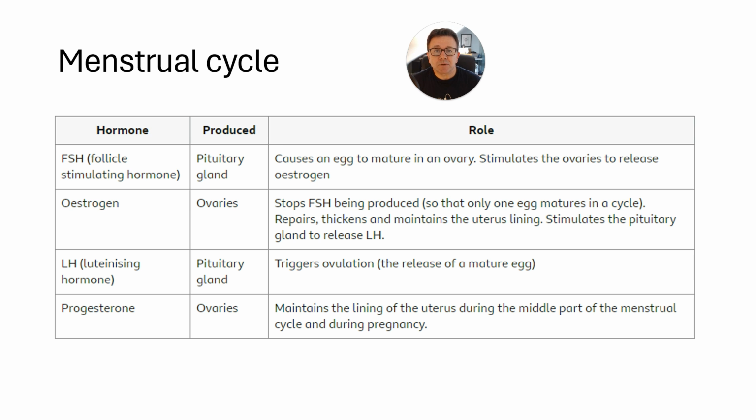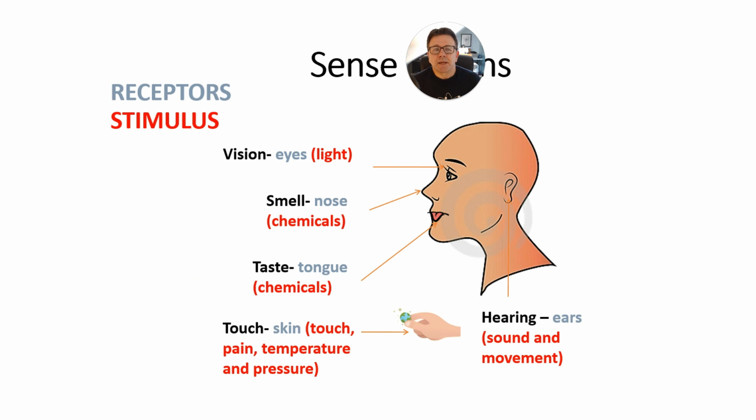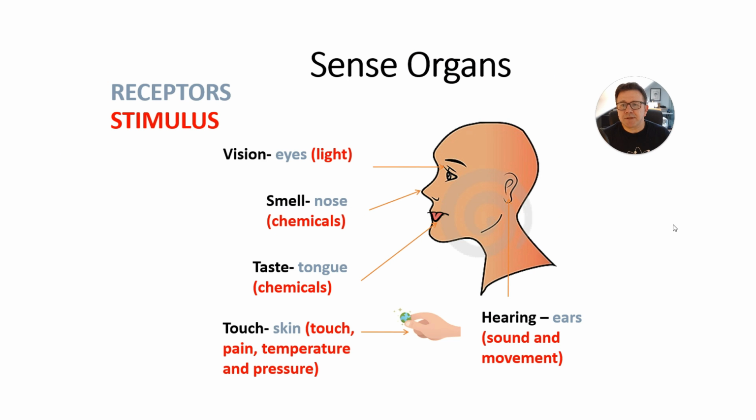Now here's a little DrBiology top tip. If they give you a graph and ask when the egg was released, don't always go for day 14. I'm pretty sure most teachers say day 14, which it is, but you need to check the graph and use the data in the graph. And the final hormone, progesterone, is made in the ovaries and maintains the lining of the uterus during the middle part of the menstrual cycle, and particularly during pregnancy.